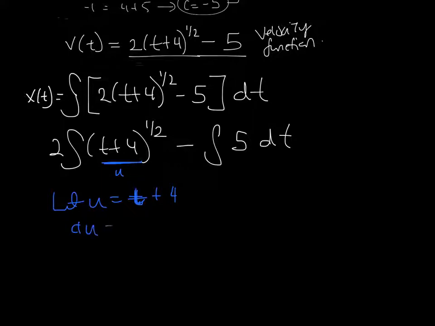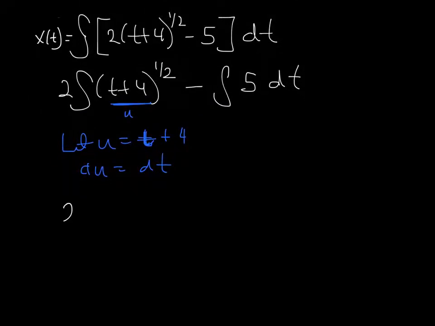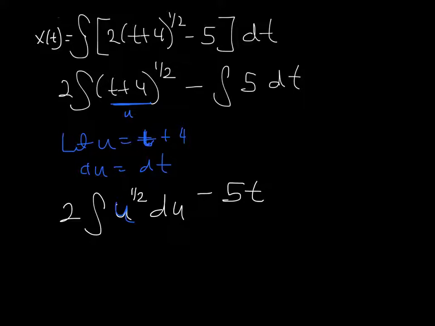And so du is, again, dt. The only difference from above is this guy is positive. In our other integral, this was negative. So using substitution, we get 2 times the integral of u to the 1/2 du, minus, and this one's pretty easy, 5t, plus some constant of integration that we're going to find.